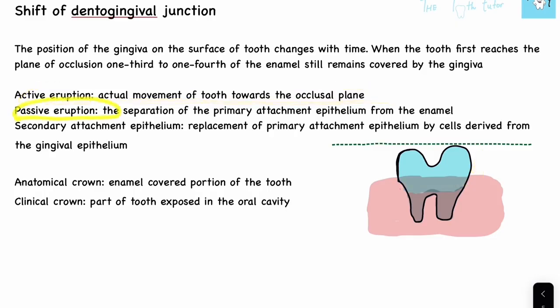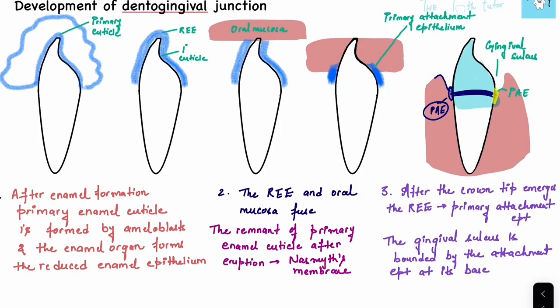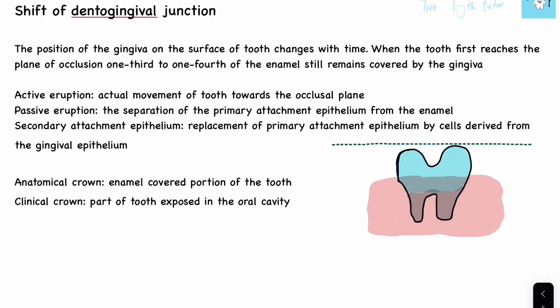Now the second is passive eruption. So what is happening in passive eruption? We saw this attachment epithelium, right? So this attachment epithelium must also be present over here, like over here and over here. Now what is happening in passive eruption is your oral mucosa will start moving downwards. It will move downwards like this because of age or some pathology. So this oral mucosa will start moving downwards.